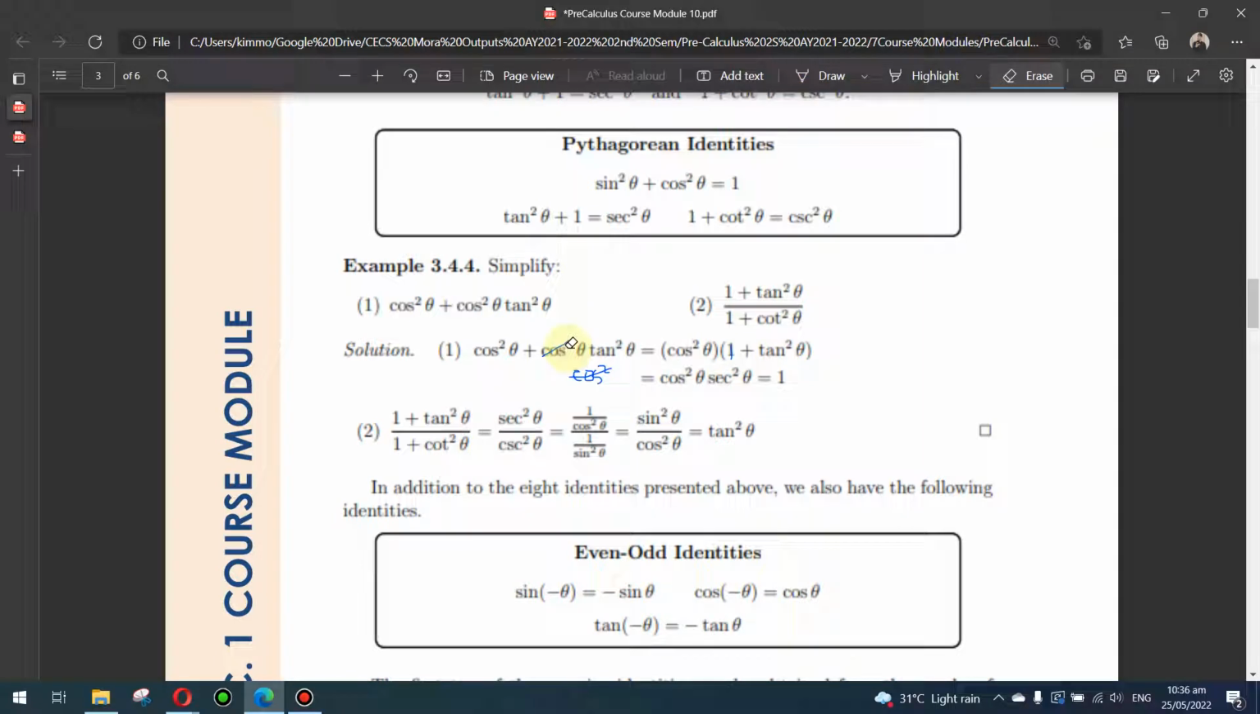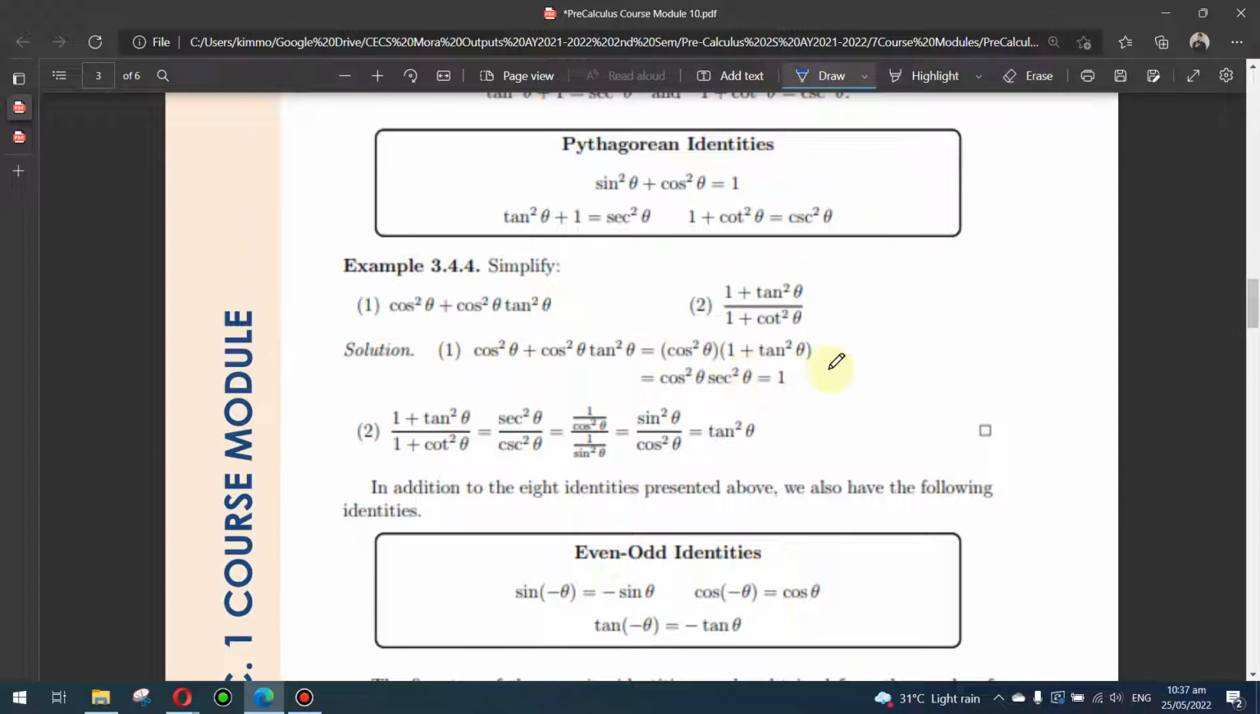So how do we check if our answer is right? We just multiply back what we factored out. Cosine squared times 1 gives cosine squared. Cosine squared times tangent squared gives the second term. So that is how we check the factoring out.